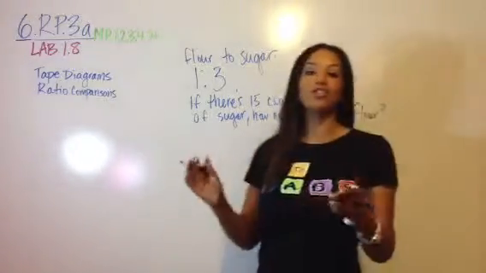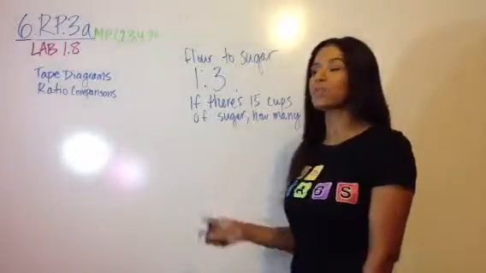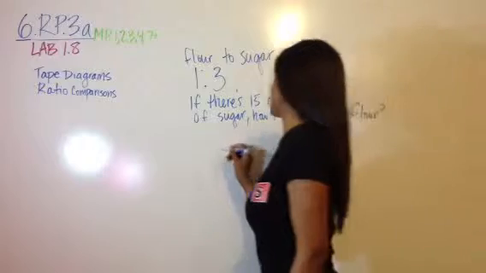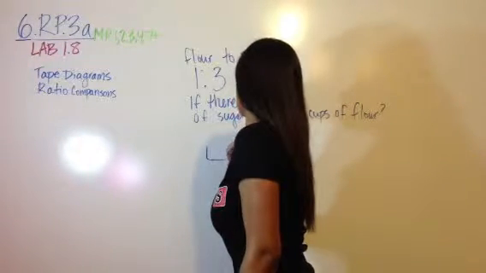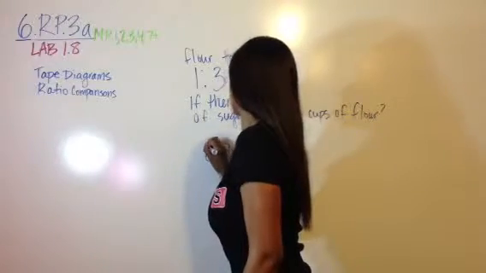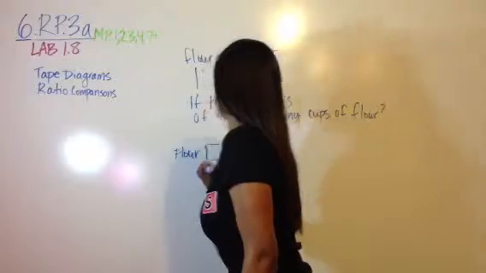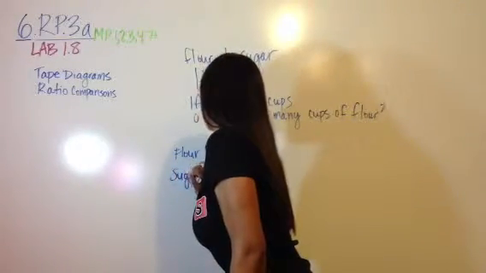Okay. So we have a ratio of 1 to 3. So this is how you make a tape diagram. And there's different variations. Some people draw a vertical line. I just stick with the tape diagram. Okay, so we have a ratio of 1, which is flour. So I'm going to label that flour. And it's 1 to 3 for sugar. So sugar, I'm going to label this bar.